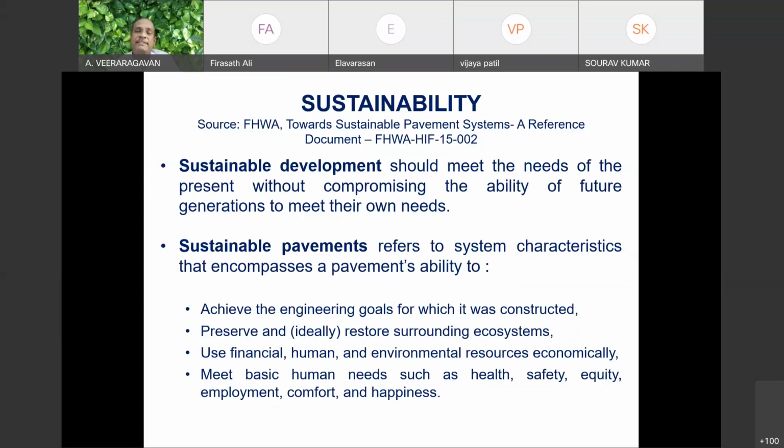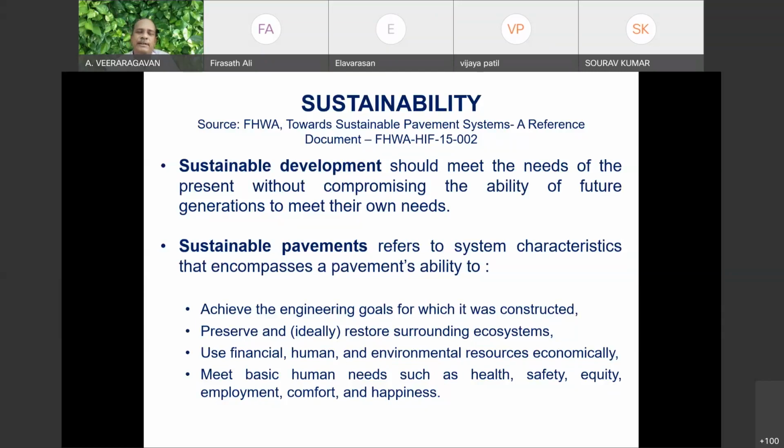For example, a hill is there. You break the hill, get the aggregates, construct the road. At a later stage, if you want to show it to your grandchildren, there will not be any hill. What are the implications? Then there are problems of change in the environment, ecology, climate change. Because of this, there is so much damage that we are causing. Let us look back and see what damage we have caused, and how to ensure that the environment is protected. Finally, it has to meet the human needs: health, safety, equity, employment. It should be comfortable. And the bottom line is happiness.